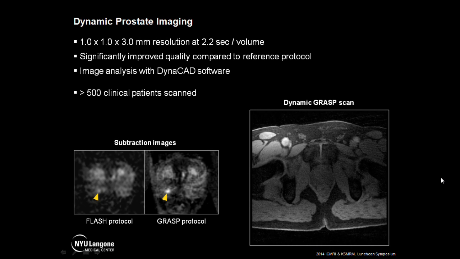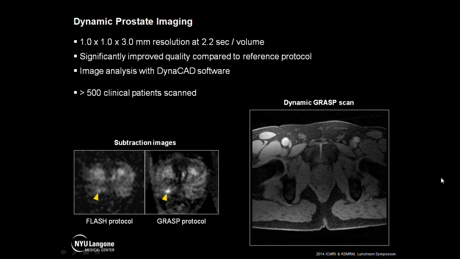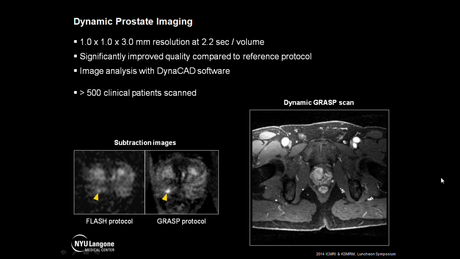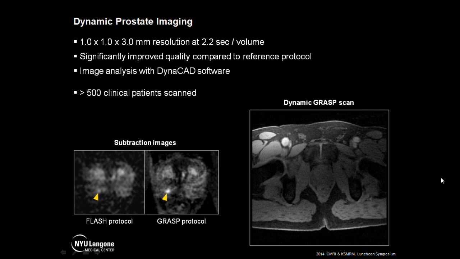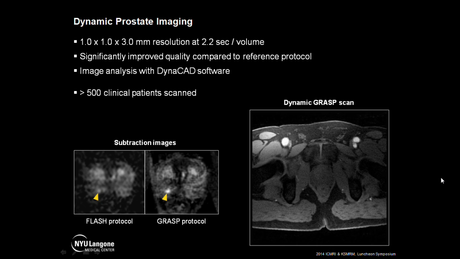On the left side, this is the image quality that we got with our previous FLASH-based protocol. And on the right side, you can see what spatial resolution we can get with the GRASP technique. You can clearly see that we get much sharper images. Therefore, the GRASP technique has now become the routine technique for dynamic prostate MRI at NYU, and we have already performed over 500 clinical patient scans with the technique.